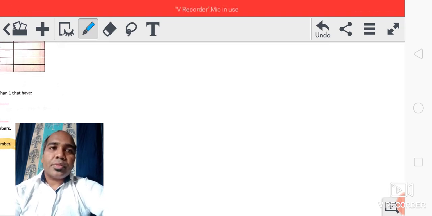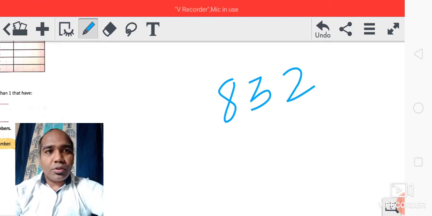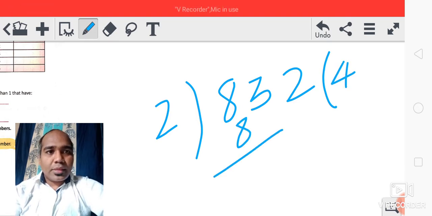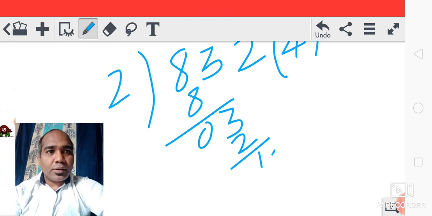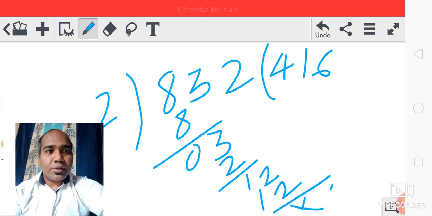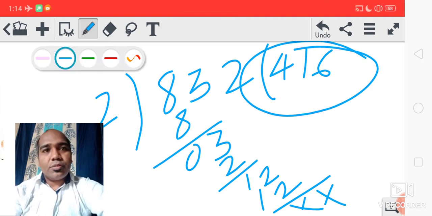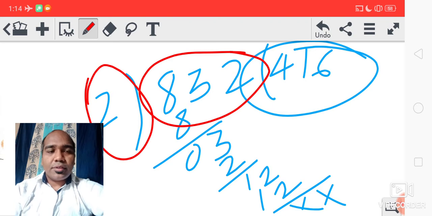If I ask you, 832, is it divisible by 2? What will you do? You'll divide it by 2. 2 4s are 8. 8 minus 8 is 0. This 3 will come down. 2 1s are 2. Then 3 minus 2 is 1. Again this 2 will come down. So how much will we write? 2 6s are 12. Now it is getting divisible. So after doing this division we are saying that yes, 832 is divisible by 2, after dividing.